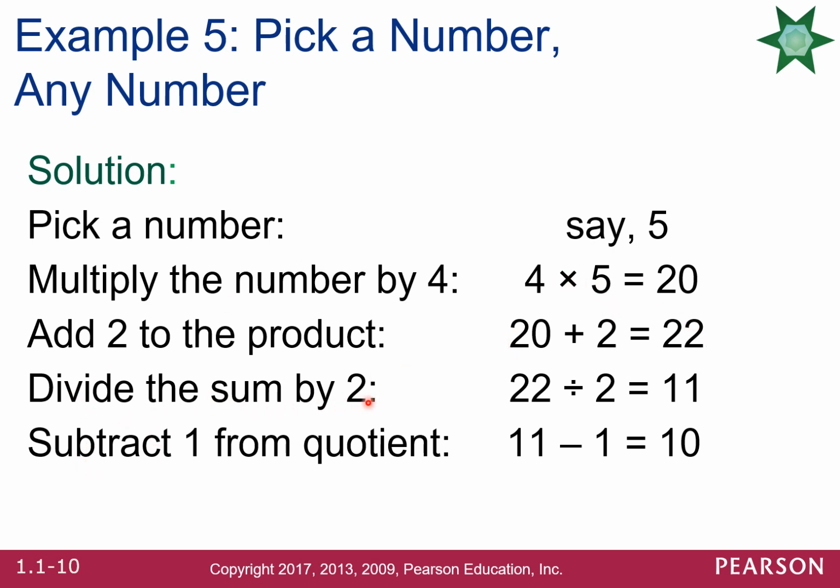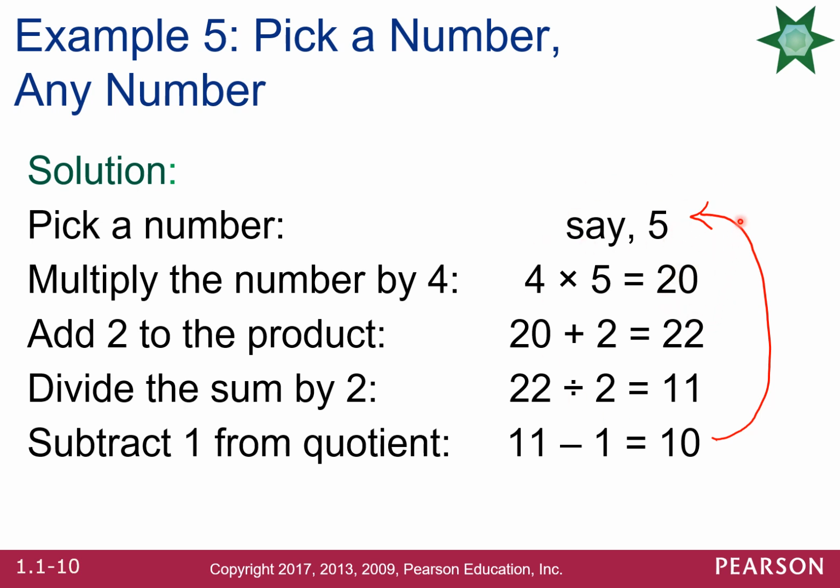Divide the sum by 2. So 22 divided by 2 equals 11, and then subtract 1 from the quotient. Quotient is the result we get after dividing two numbers, right? So 11 here is the quotient, and we have to subtract 1 from the quotient. So 11 minus 1 is 10. And then we have to go back to the original number and see how it has changed from the initial number that we picked, and if there's any relationship between them.